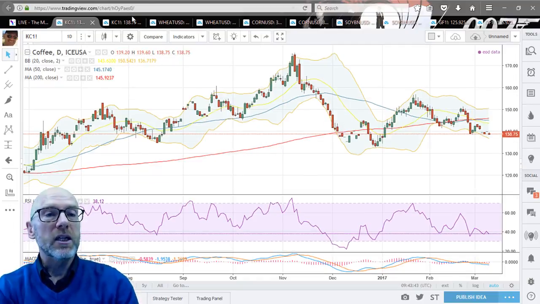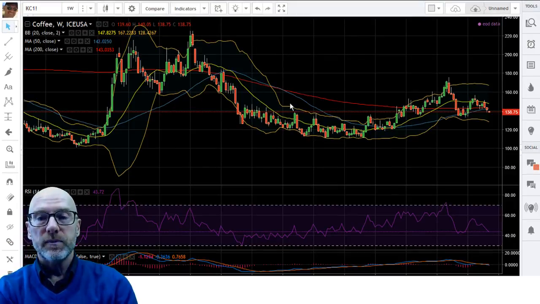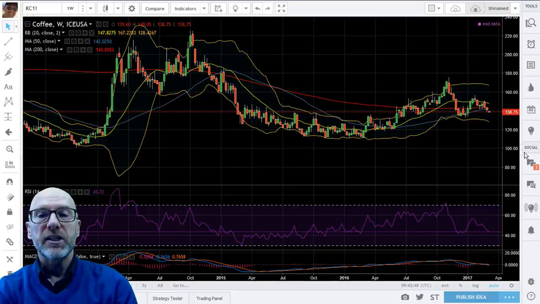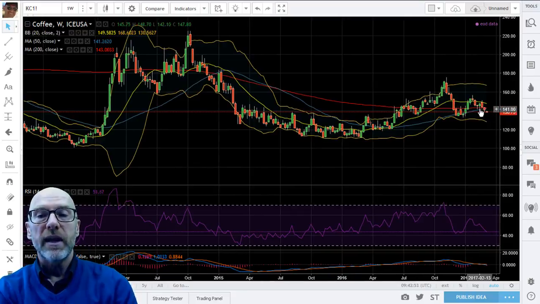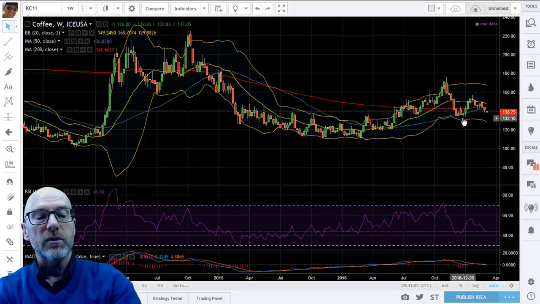On the longer term weekly chart, here you can see the downward trending 200 week moving average. The red line is a negative, as is the yellow, which is the 20 week moving average. And you would expect it to come back and test these support levels.